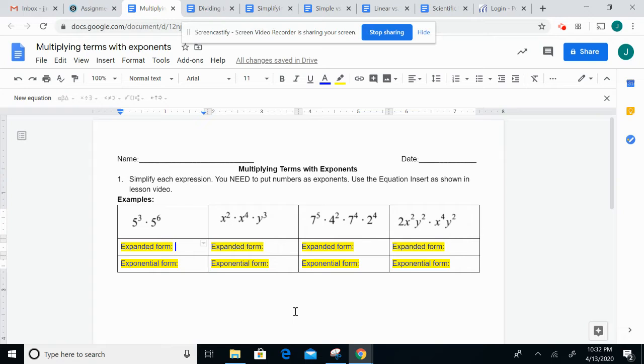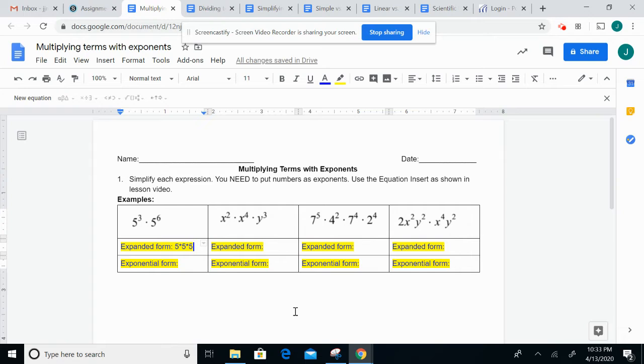Five to the third times 5 to the 6th. Two separate exponent terms. They're being multiplied. Now let's think about, what does this mean? The first term, 5 to the third. How many 5s are we multiplying? Well, we're multiplying 1, 2, 3. So 3 5s are being multiplied in the first term.